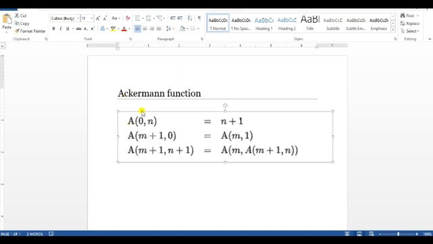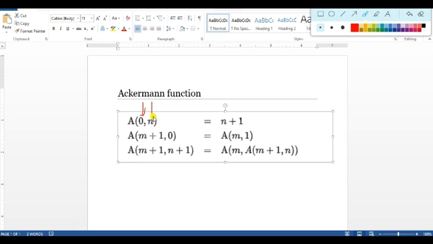Both arguments are integers. So this is my one argument and this is my another argument. We can think of the inputs as m and n. If one of the inputs is 0, that means m equal to 0, the formula of the Ackermann function is A(0, n) equals n plus 1. So this is one of the if conditions.